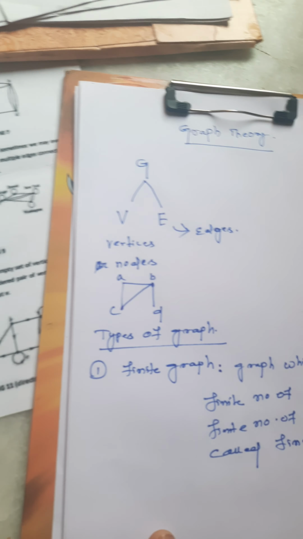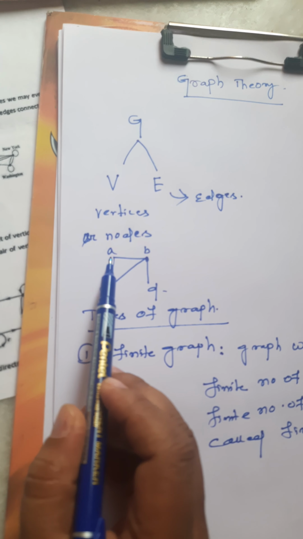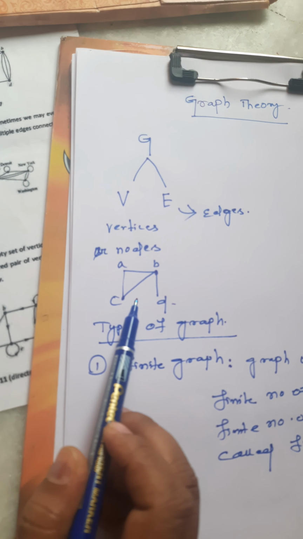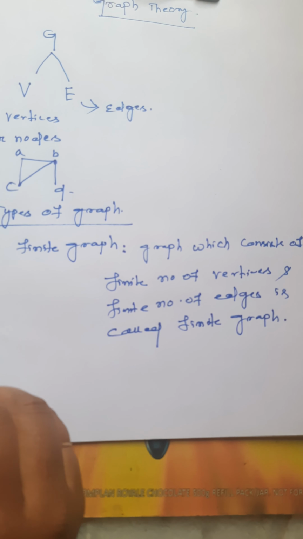For example, we can see A, B, C, D. Here 4 vertices and 4 edges. So it is a finite graph. Next, we go to infinite graph.